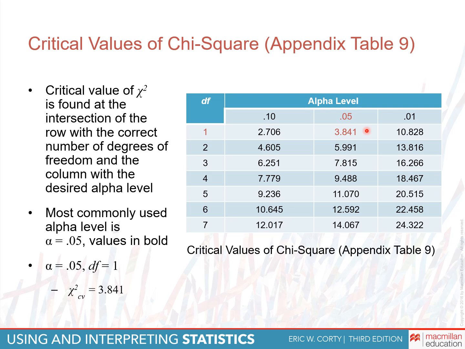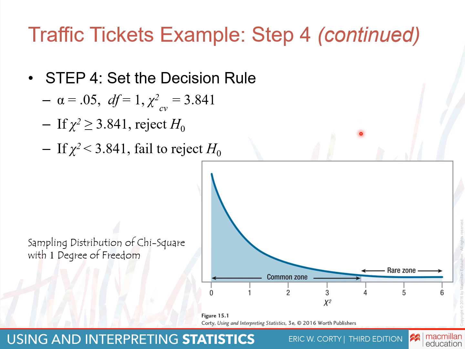And so that's the critical value of chi-squared, and that is the value that we're going to compare to our test statistic to decide whether or not to reject the null hypothesis. All right, so our critical value is here at 3.841, and that's the cutoff for the common versus the rare zone. If our test statistic is out here in the rare zone, that means we're going to reject the null hypothesis. If our test statistic is over here, that means we will not reject the null hypothesis.